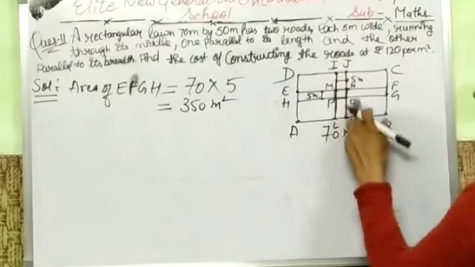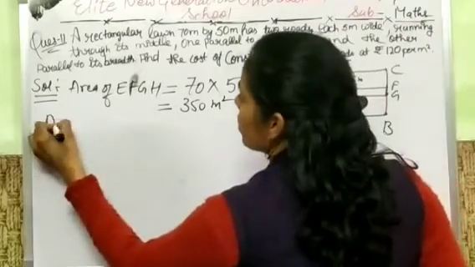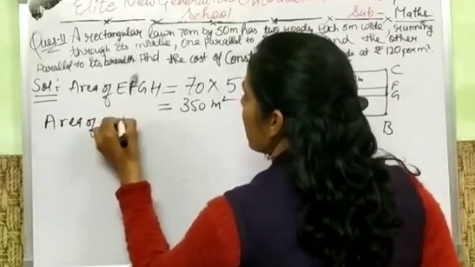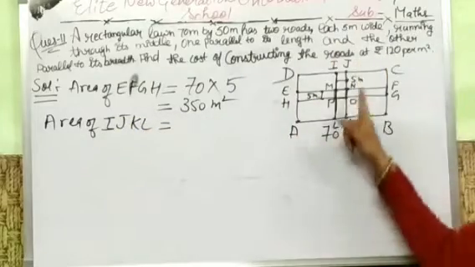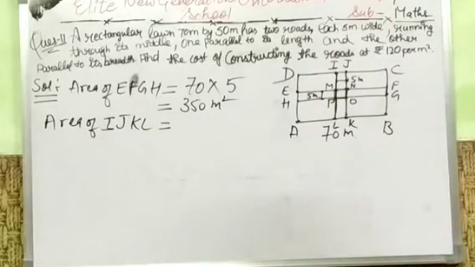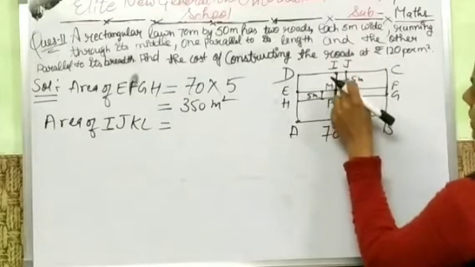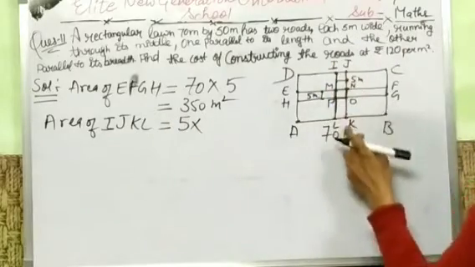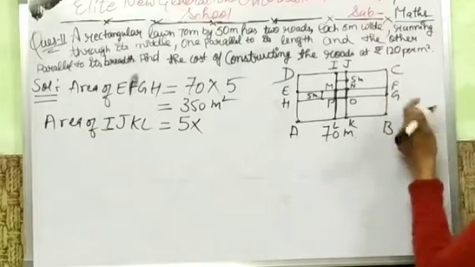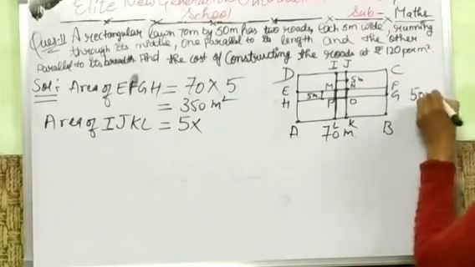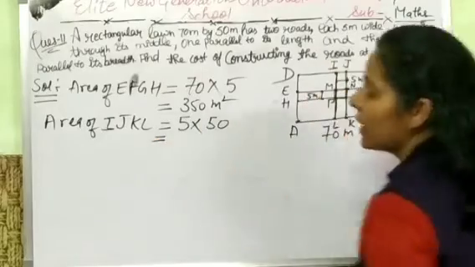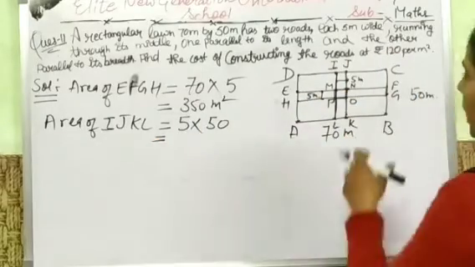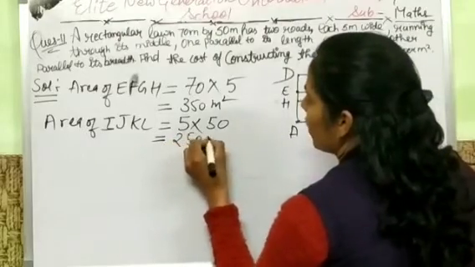Now we have to find the area of the other road, which is IJKL. Again, this road is in the shape of a rectangle, so the area is length into breadth. Here the length is this, which is 5 meter wide, so 5 is the length and the breadth is this, which is equal to the breadth of the outer rectangle, 50 meter. So we multiply 5 by 50 to get the area of IJKL, the area of this road. Here we'll get 250 meter square.